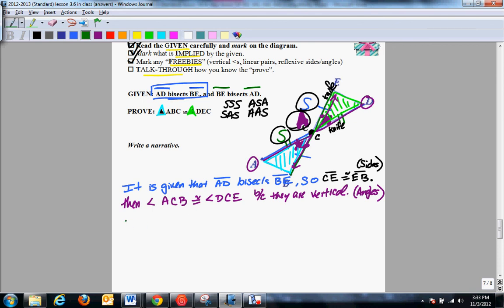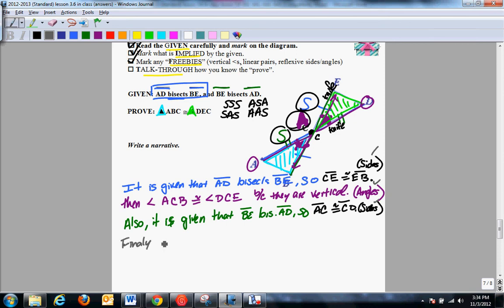Let's get our other pair of sides. Also, it is given that BE bisects or cuts AD in half. So if AD is cut in half, A to C is congruent to C to D. That's our other pair of sides. And then so we have side, angle, side.